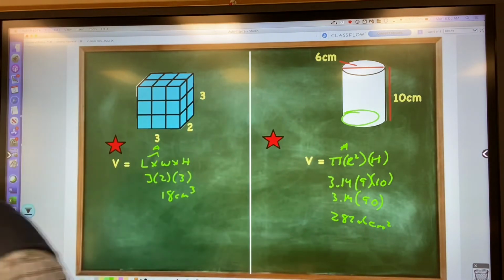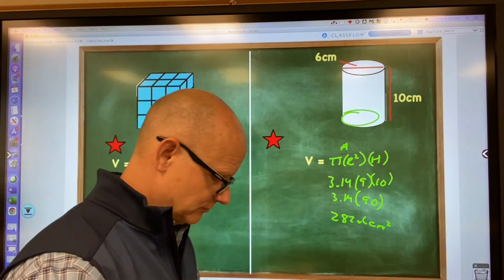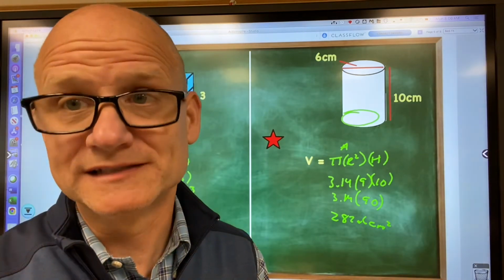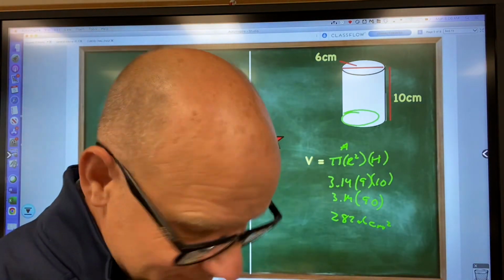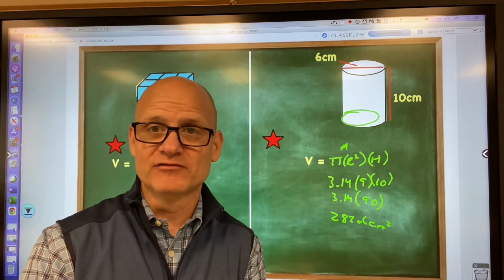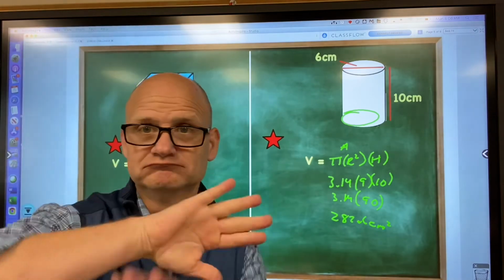Let me get my little trusty calculator out real quick, just to make sure I'm telling you guys correctly. So 3.14 times 90, 282.6. Yeah. Okay. All right. So again, to recap, if you want to find the volume of any shape, find the area of its base times its height. That's it.